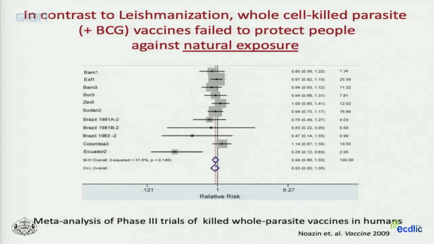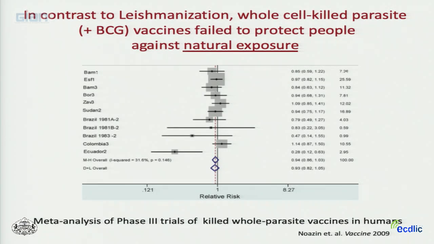So these are the relative risks after 1 or 2 year follow-up of these vaccines. And these are different sites in Iran. This is Sudan. This is Brazil, Colombia, Ecuador. So there was never any reduction in the relative risk except this one trial in Ecuador, which could not be repeated. Otherwise, there was just no difference in the people who received this vaccine as compared to controls, which were BCG alone. So it just didn't work.